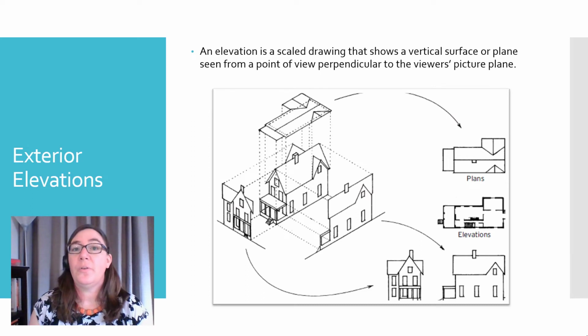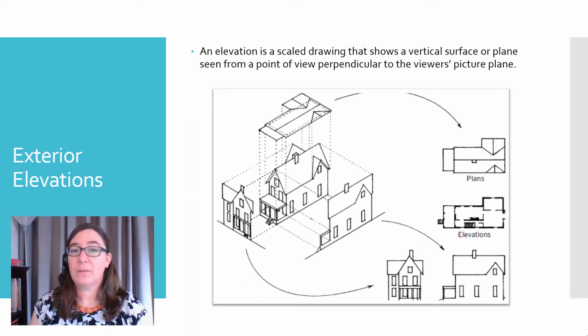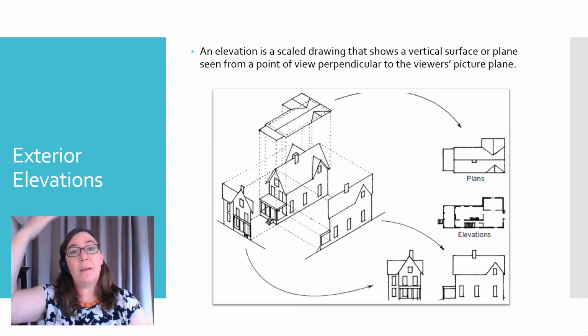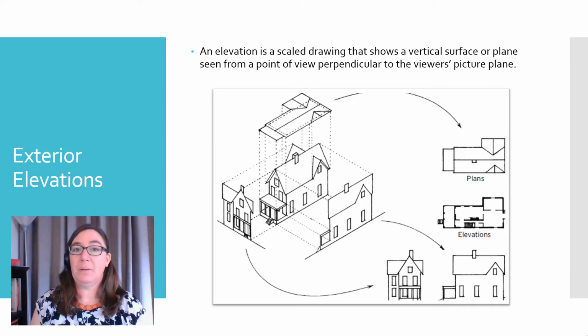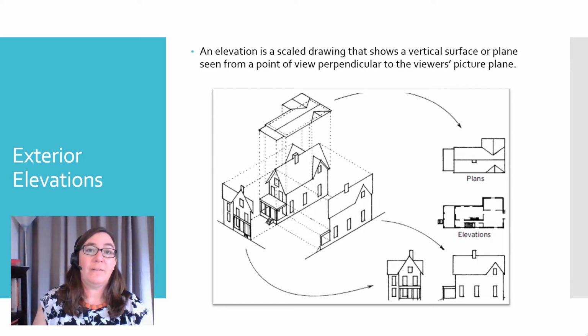Let's move on to our second type of drawing, and that is exterior elevations. Elevations are going to be views in the vertical plane. So imagine that you are standing outside of a building looking at its front face.